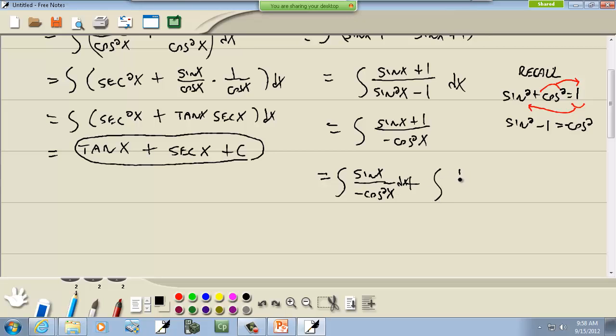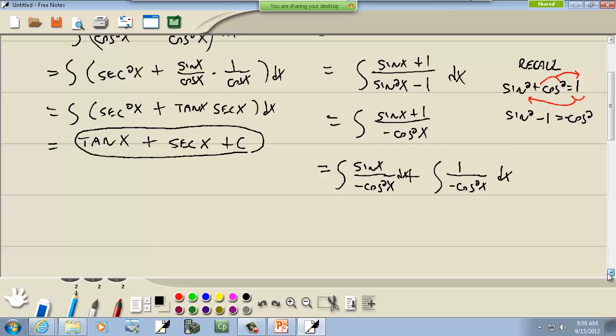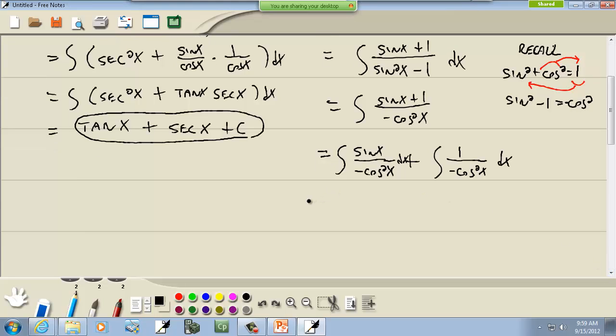And we can put 1 over negative cosine squared dx. The negative I can go ahead and put out in front, so I don't need to worry about it. And then this we can rewrite as sine x over cosine x times 1 over cosine x. This one, take the negative, put it out in front, and we can rewrite this as secant squared.